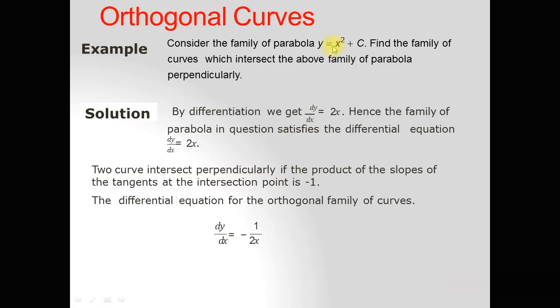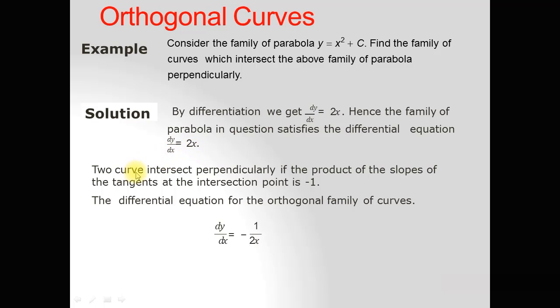So in this question, we have one family of curves, and we are required to find the other orthogonal family of curves. As I have already told you in the procedure, first of all, differentiate this given family of curves. Differentiate this equation with respect to x. dy by dx is equal to 2x. By the power rule, the derivative of x square is 2x, and the derivative of the constant c is 0. Hence the family of parabolas satisfies the differential equation dy by dx is equal to 2x.